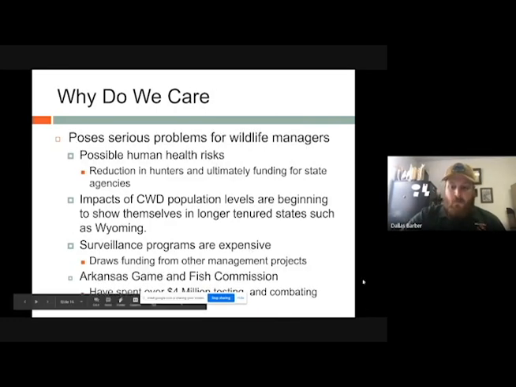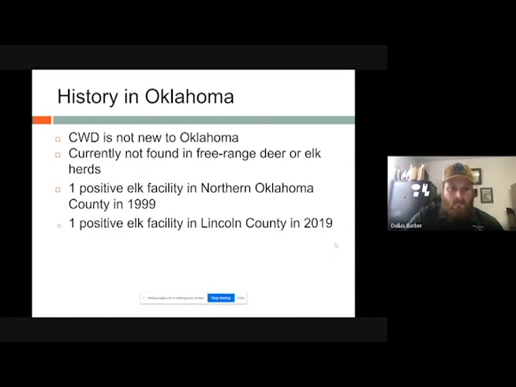This is a very, very slow moving disease. It's not something that just comes through in a season and makes these impacts. It's something that kind of creeps and crawls along through the population, which can make it very difficult to manage. Surveillance programs are extremely expensive and draw funding from other management projects. For example, Arkansas Game and Fish Commission has spent over $4 million testing and combating this disease since 2017.